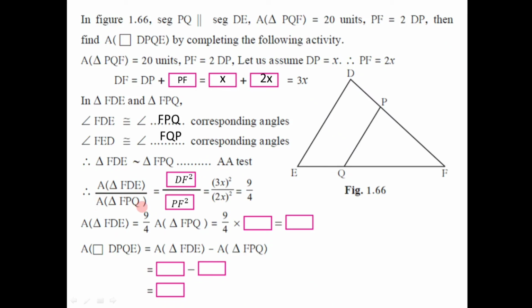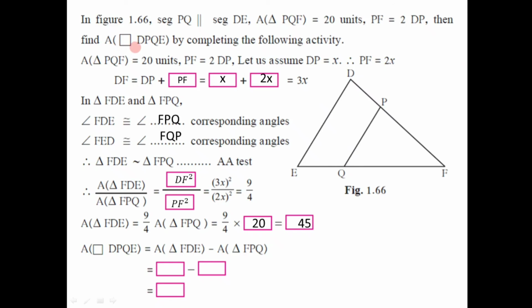So we have area of triangle FDE divided by area of triangle FPQ is equal to 9 divided by 4. Now in the denominator we have area of triangle FPQ. If we transfer it to the right hand side, it will be in the numerator, so as to get area of triangle FDE is equal to 9 divided by 4 into area of triangle FPQ. Area of triangle PQF is nothing but area of triangle FPQ, which is given to be 20 square units. So we replace area of triangle FPQ by 20. Now if we divide 20 by 4, 4 fives are 20. 9 into 5, that's 45 square units. That must be the area of triangle FDE.